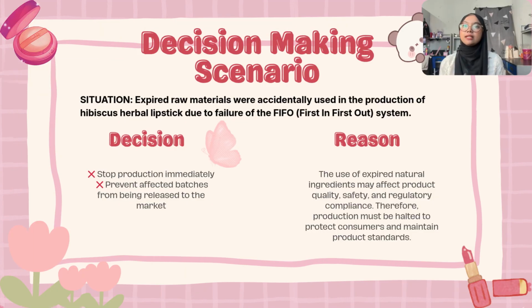Next, I will present the decision-making scenario. The critical situation selected is the use of expired raw material due to FIFO system failure during the production of hibiscus herbal lipstick. For this situation, the decision is to stop production immediately and prevent the affected product from being released to the market, because product safety and quality must always be prioritized.